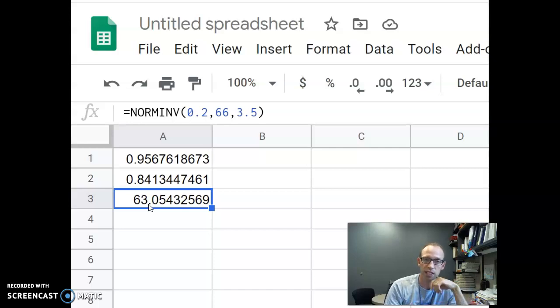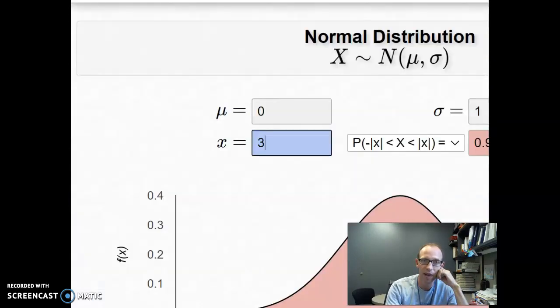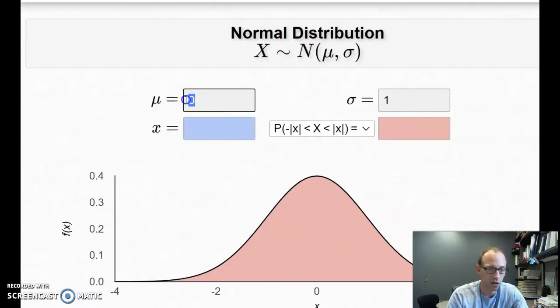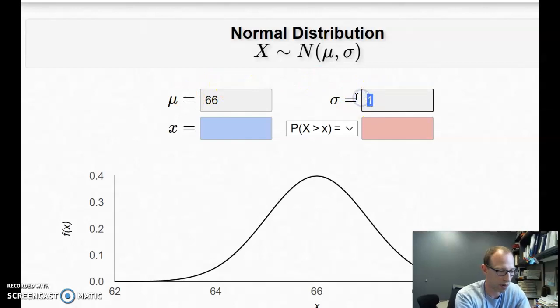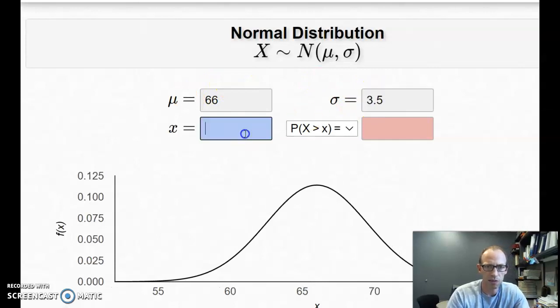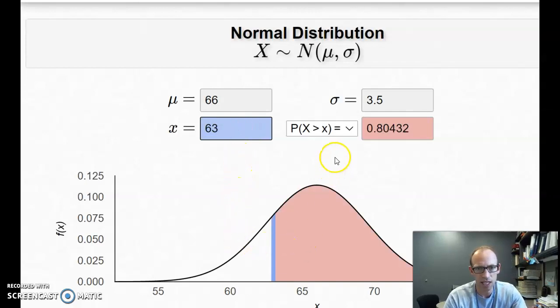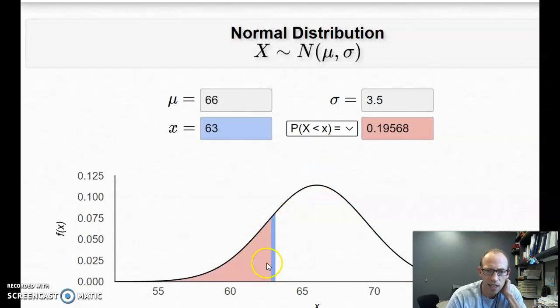And this is one of the reasons I like the applet. So if we put, again, 66 here, and 3.5 here, and that 63 inches we just found, it looks like about 20% is below that. We want to be up here. We want to find the height that gives us 20% above and 80% below. And that's the key. And you can see that visually on this app.